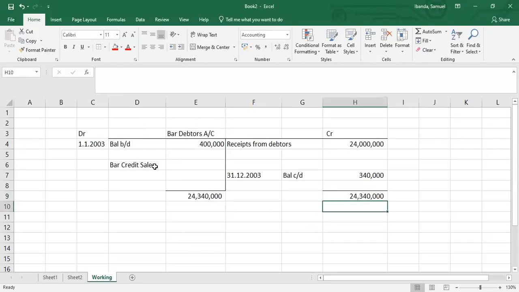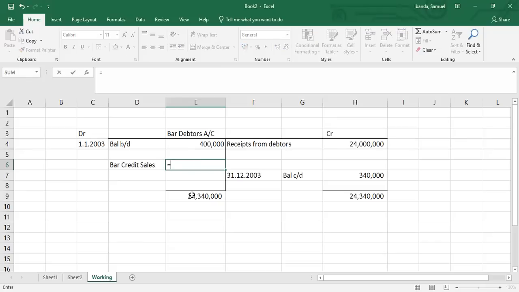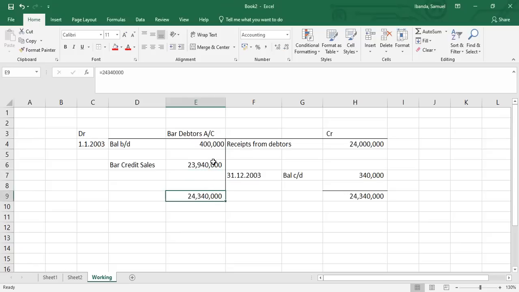So that is what I have. So now the difference, to make sure that this side is balancing this side, is to determine the credit sales, which is the difference between 400,000 and the total of this side. So this is about 24 million minus 400,000, which gives me 23,940.